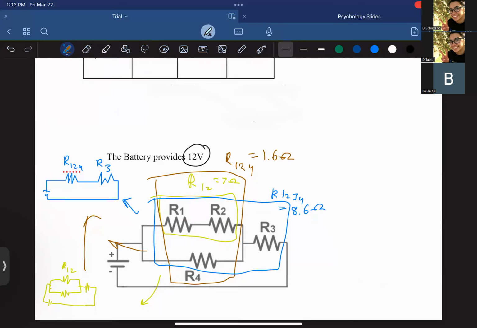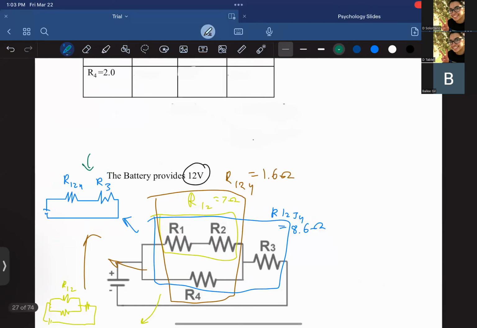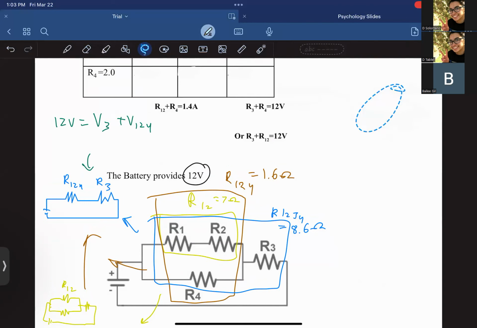got a different color, this one for the volts. So the total volts, 12 volts, should equal the sum of the voltage running through those two. So V3 and V1, 2, 4. And we can probably double check because that's what the key should be saying.